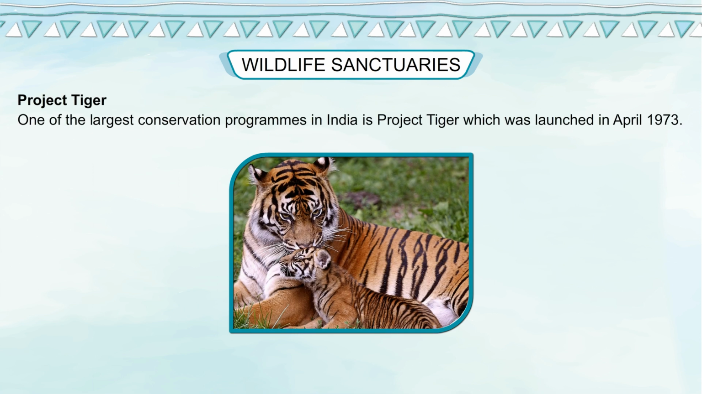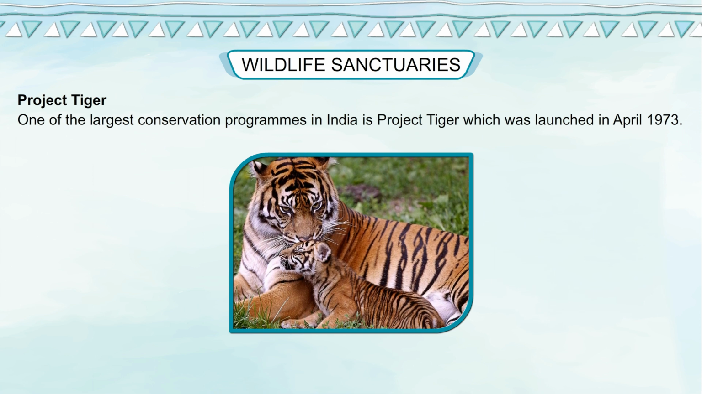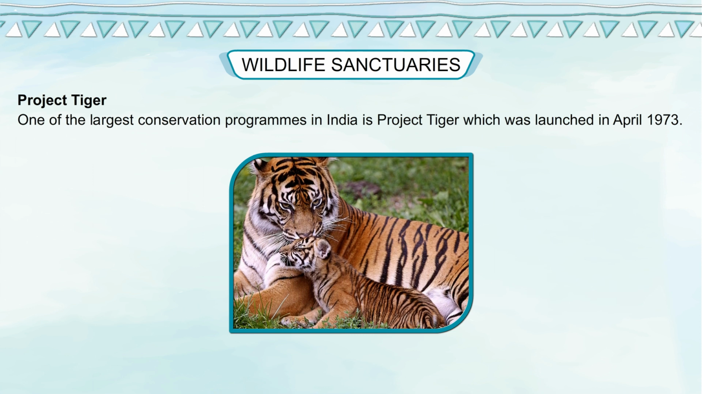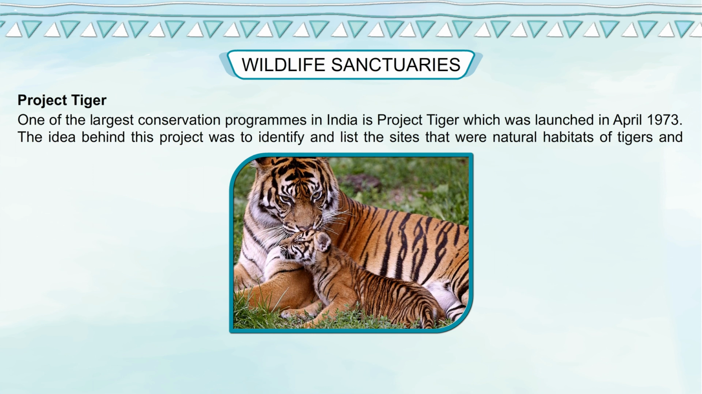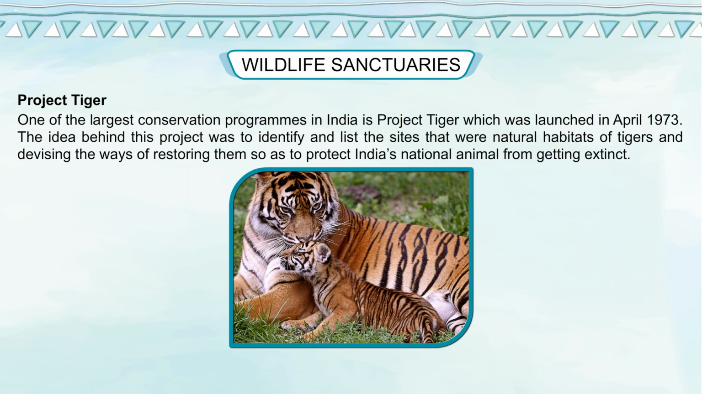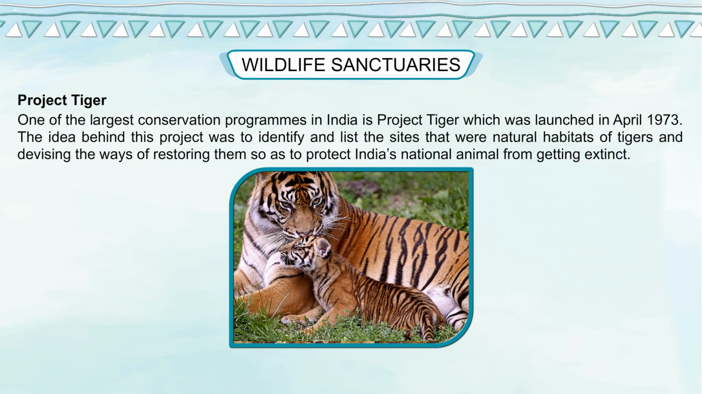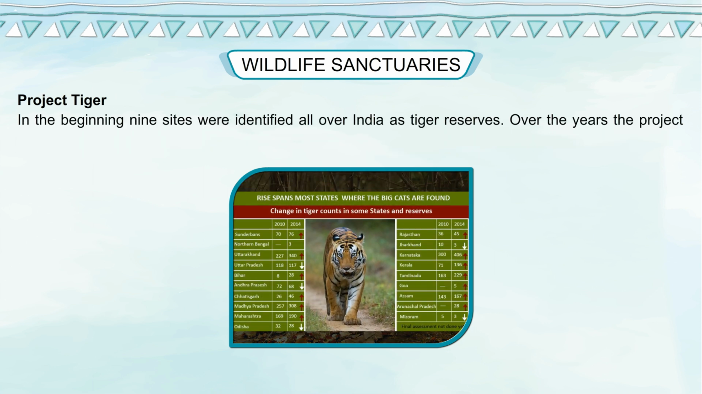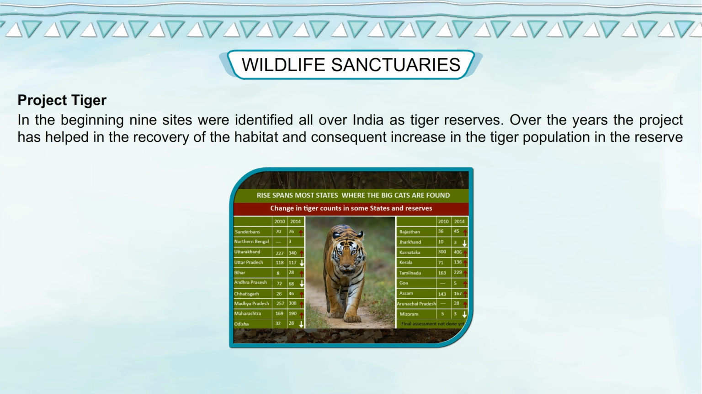Project Tiger. One of the largest conservation programs in India is Project Tiger, which was launched in April 1973. The idea behind this project was to identify and list the sites that were natural habitats of tigers and devising the ways of restoring them so as to protect India's national animal from getting extinct. In the beginning, 9 sites were identified all over India as tiger reserves. Over the years, the project has helped in the recovery of the habitat and consequent increase in the tiger population in the reserve areas.